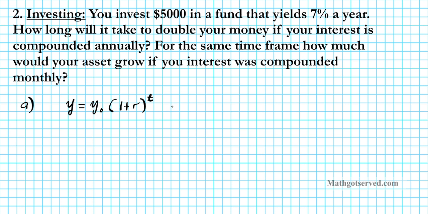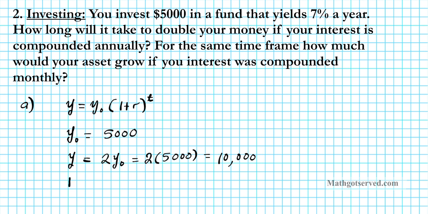Okay, so let's label what we know and need to find. Y sub 0 is the original amount, which is 5,000. Y is the final amount, which is double the initial amount, so double y sub 0. Doubling y sub 0 basically means doubling 5,000, which is 10,000. So we're looking for when you'll be able to hit this amount. The growth rate is 7%. 7% is 7 over 100, converted into decimal form, 0.07.